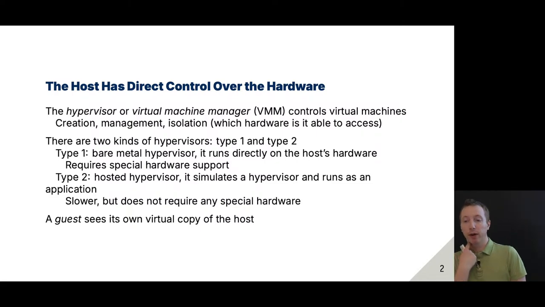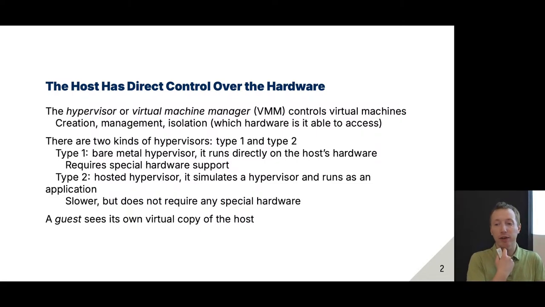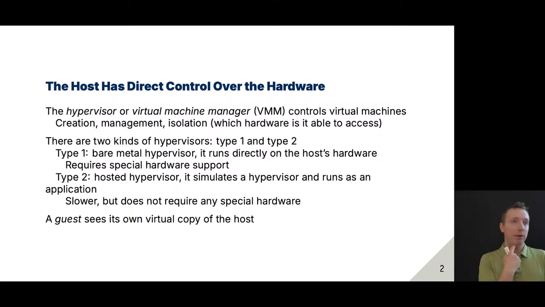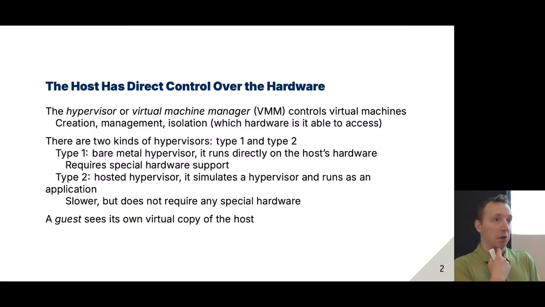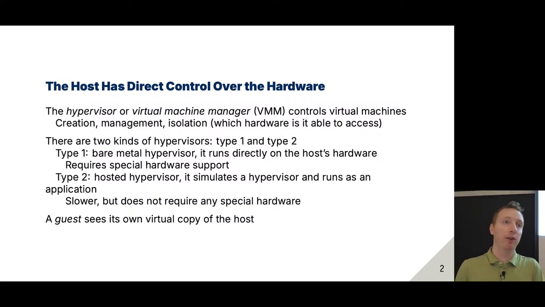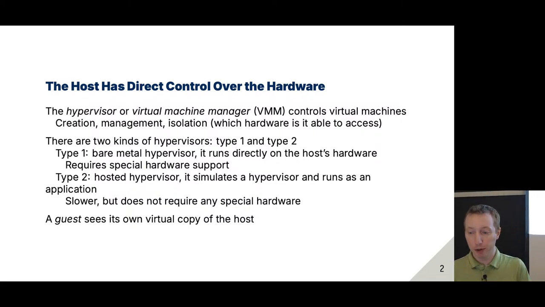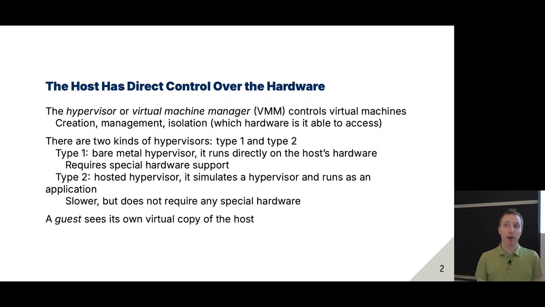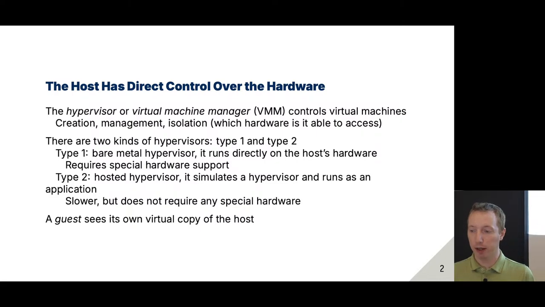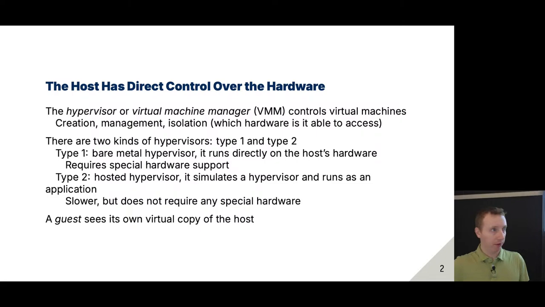Type 2 is called a hosted hypervisor, and it just simulates a hypervisor. It runs as a normal application, as a normal process. So it has to create the illusion that your kernel is actually running in kernel mode, even though in type 2 your virtual machine is just running as a normal process, so it's actually 100% running in user mode. So it's going to be a bit slower. We'll go over how you would actually implement that today, but it's slower, though you don't have to have any special hardware. Even though nowadays you probably have special hardware that makes this go way faster.